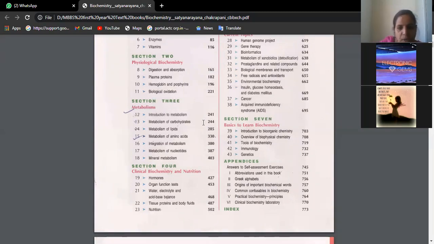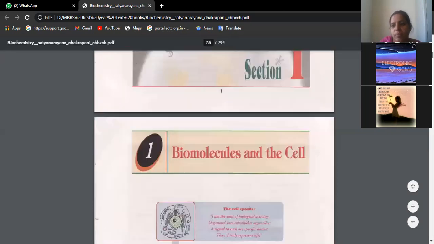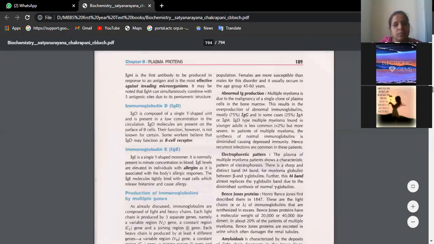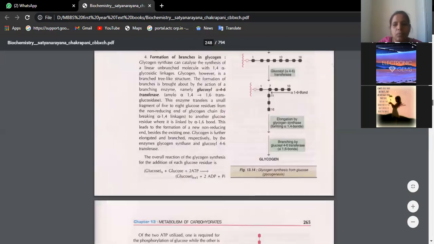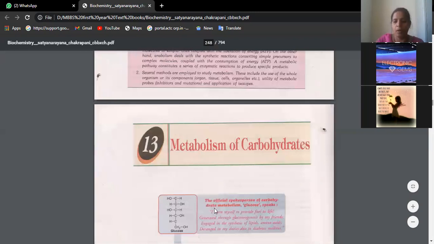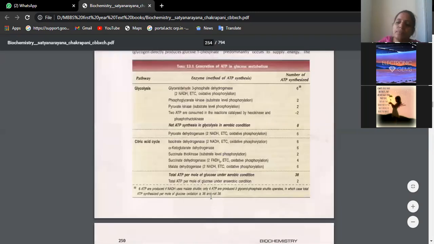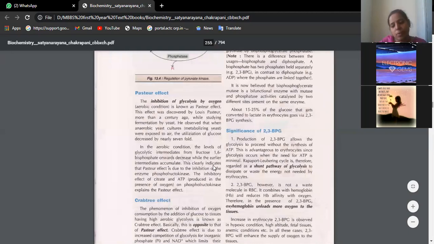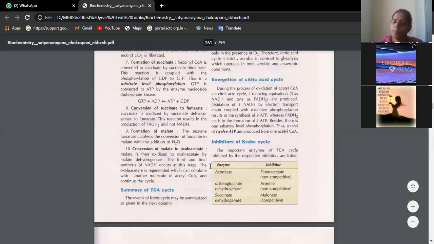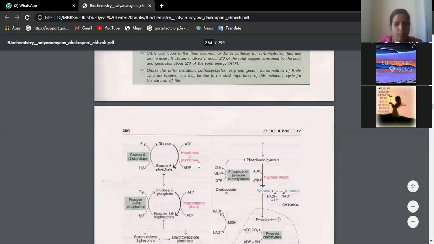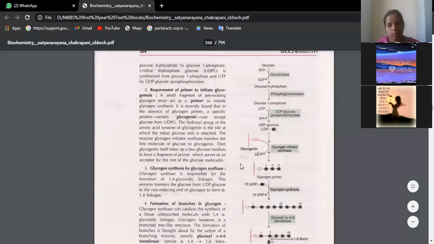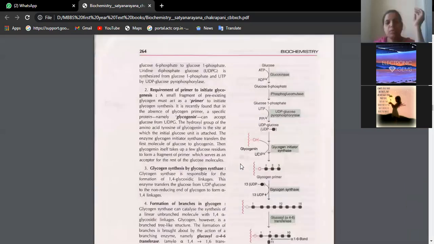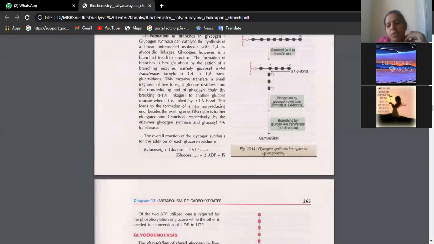Now the question is carbohydrate metabolism, page 244. So what is glycogenesis? Production of glycogen from glucose substrates. What is glycogenolysis? The reverse, breakdown of glycogen to glucose. These are two lengthy cycles, but I told you it can come as an essay question.